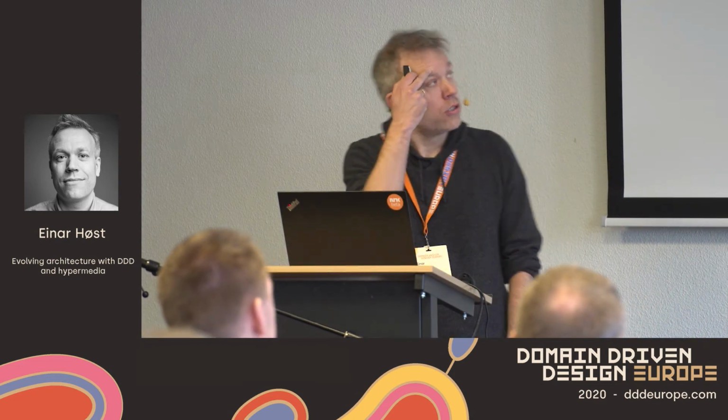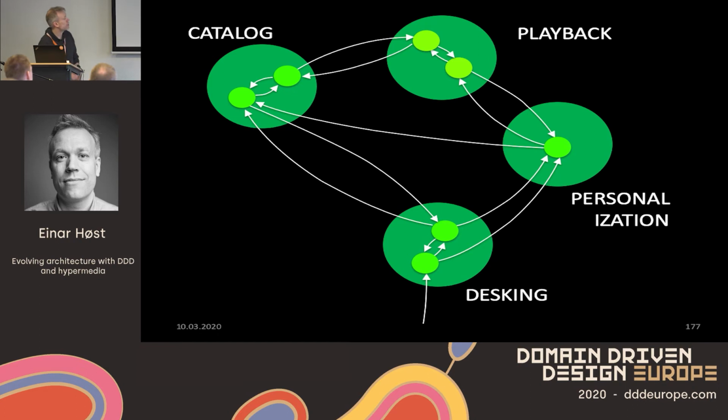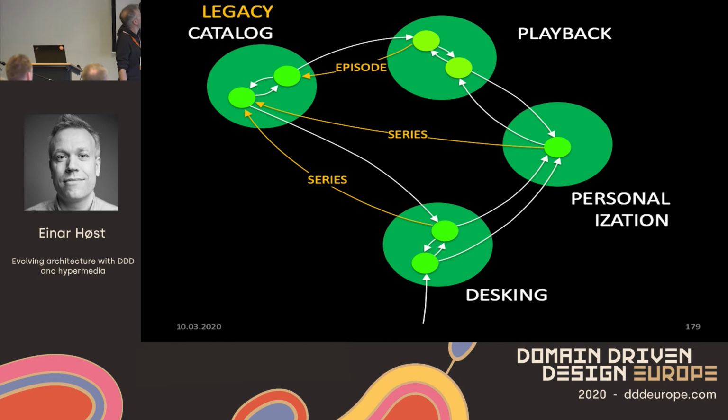Right. So as an example, let's consider this situation here of the API. Maybe we determine that, okay, we're not really happy with the catalog narrative, right? So now the old catalog narrative, we label it as the legacy catalog now. And there are 3 ways you can reach this context: through this series relation from desking and personalization, or through the episode relation from the playback context.